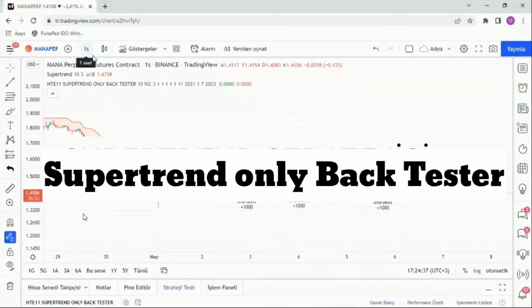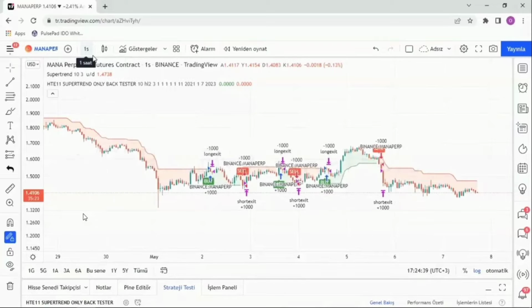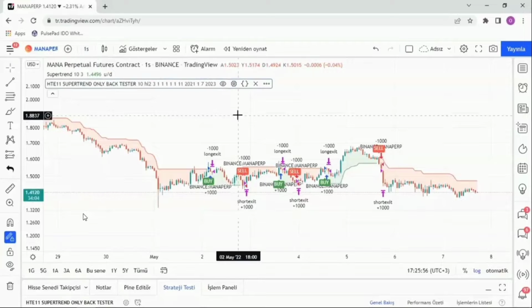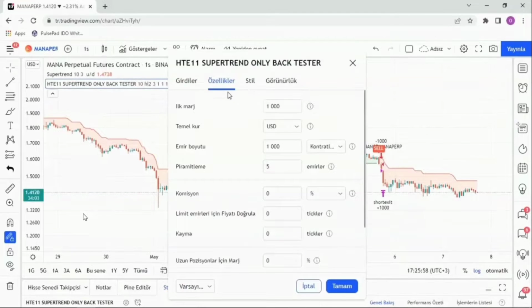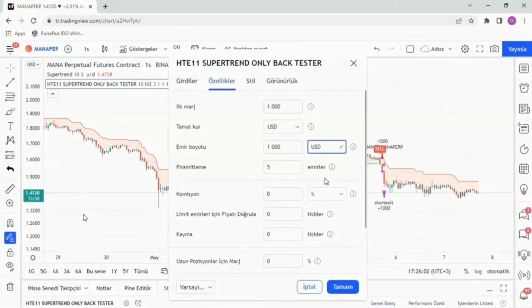We are on the MANA Perpetual 1 hour chart. By the way, MANA is one of the coins that you asked us to trade many times on our Instagram page. So we picked that one to test Supertrend. It was so volatile for the last 6 months, which is a very good thing for trading. Let's see how much money we would make if we opened a position on all of the Supertrend signals during the last 6 months.